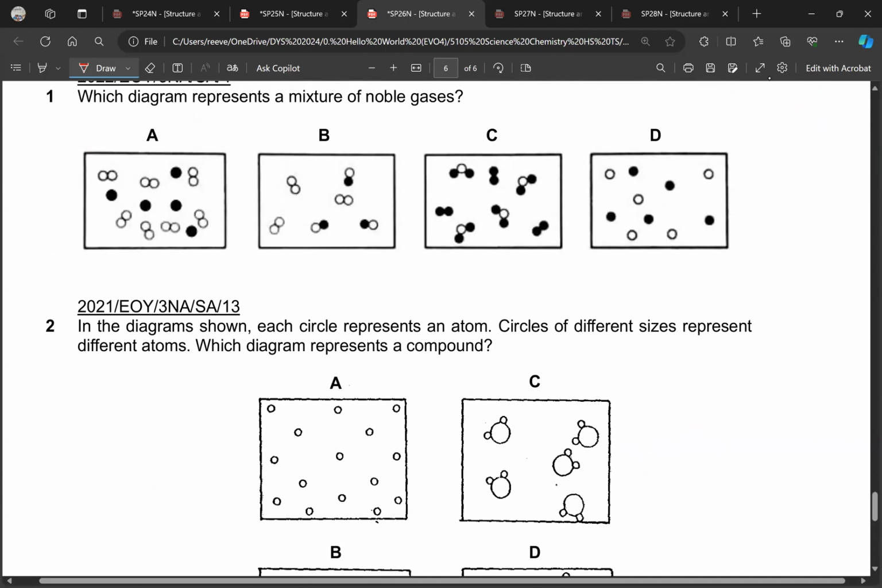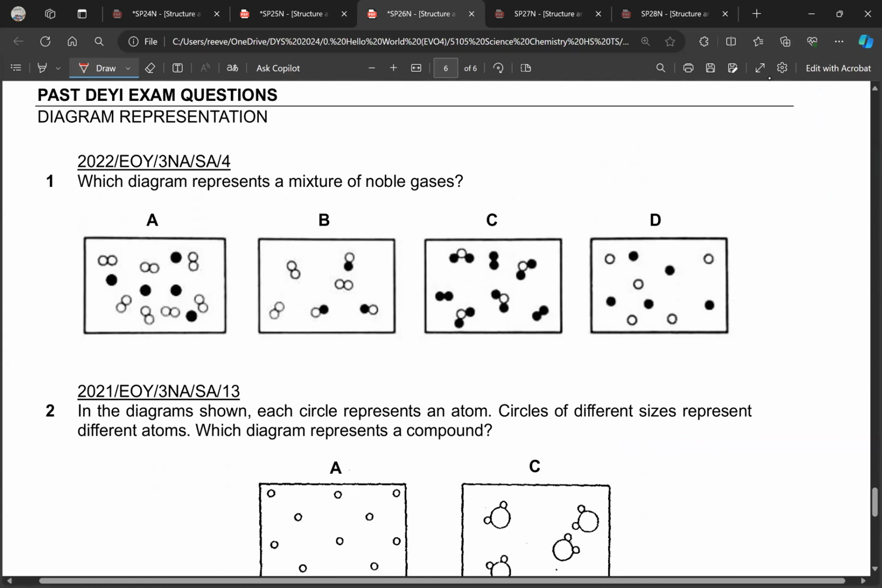I don't know whether the bell has rung already or not. If the bell has rung already, then very good, you can stop the video. If not, can we just look at the MCQ?